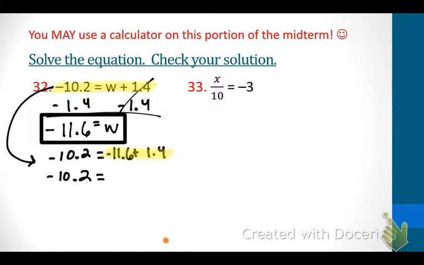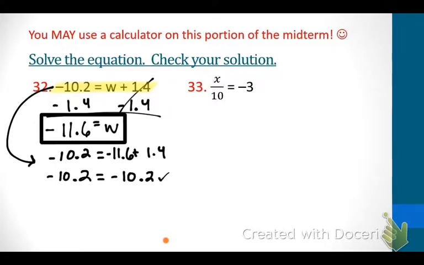Same sign or different sign? Different sign. So we're going to subtract. What's 11.6 minus 1.4? 10.2, and then take the sign of the larger number. Negative 10.2. All right, does negative 10.2 equal negative 10.2? Yes. Give yourself a mini check mark. Any questions for how we solved that and how we checked it?